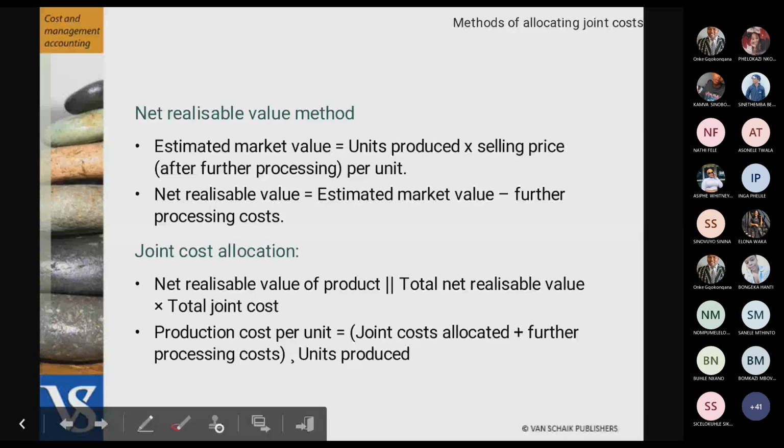To work out your estimated market value is your units produced multiplied by the selling price. Remember now what selling price? Before we used the selling price at split off, but now the selling price after further processing. So please take note of that. When we are using the net realizable value method, it's going to be units produced times the selling price after further process. Then you've got the net realizable value amount.